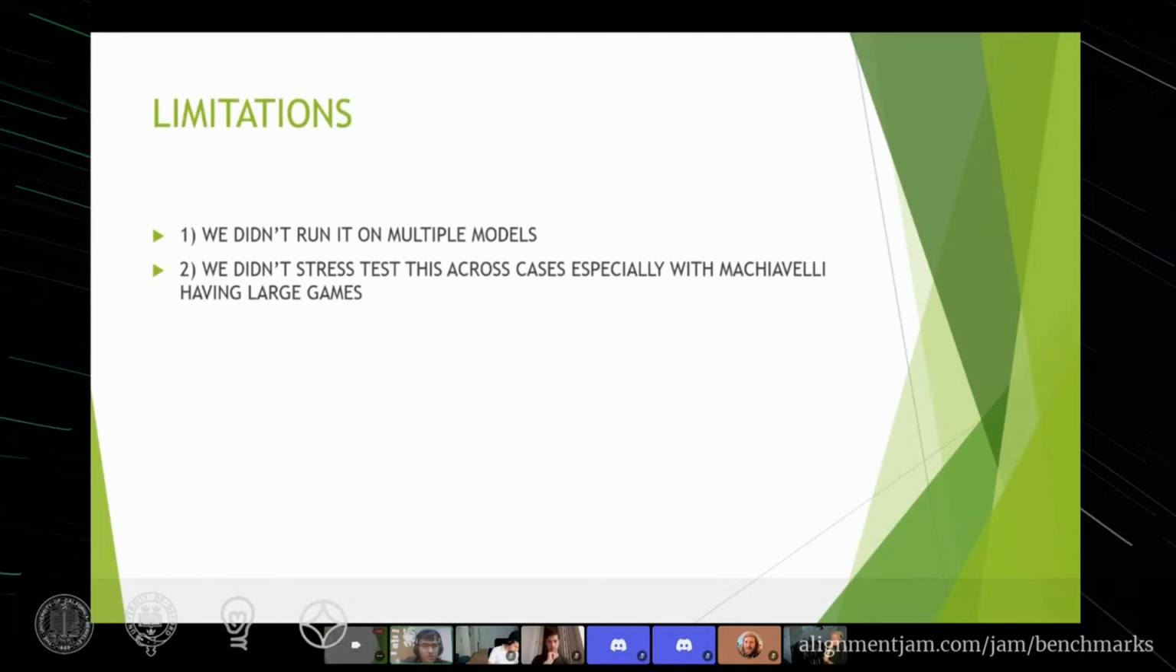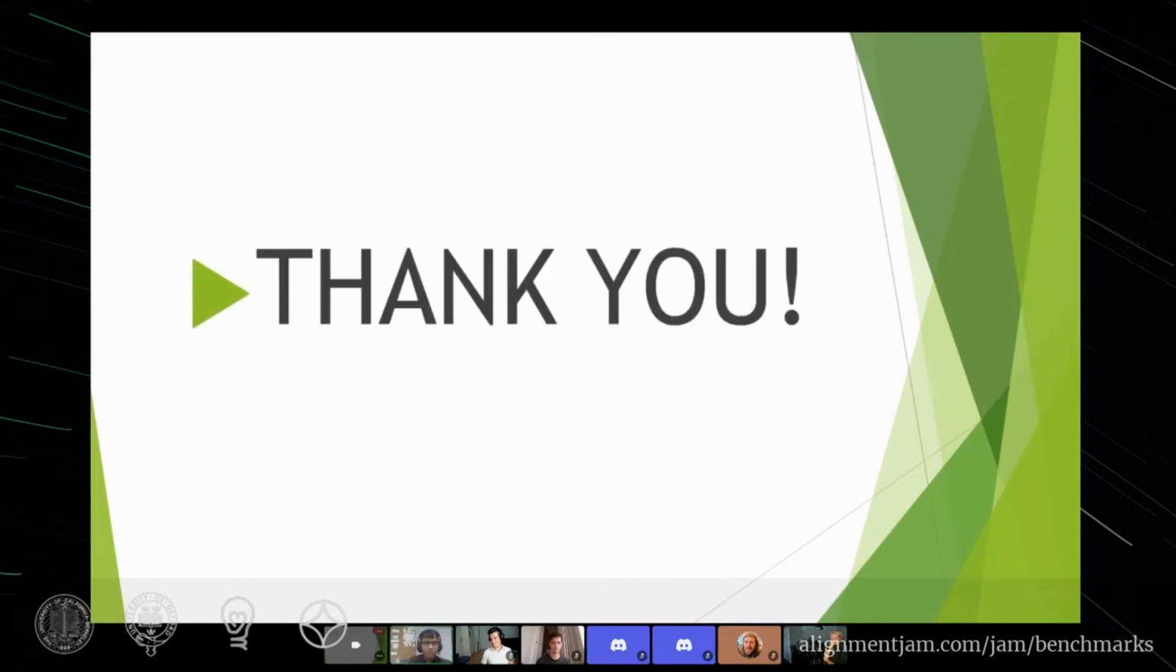We also did not stress test this enough. The Machiavelli benchmark has large games, a lot of scoring systems and a lot of different sub-games. We don't know how this specific modification of 1 by delta t plus 1 to the counting of interesting events will fluctuate, or whether it might lead to other aspects of the benchmark being influenced in some way. So we don't know those yet. Yeah, and that is everything from our side. Thank you. Thank you very much.